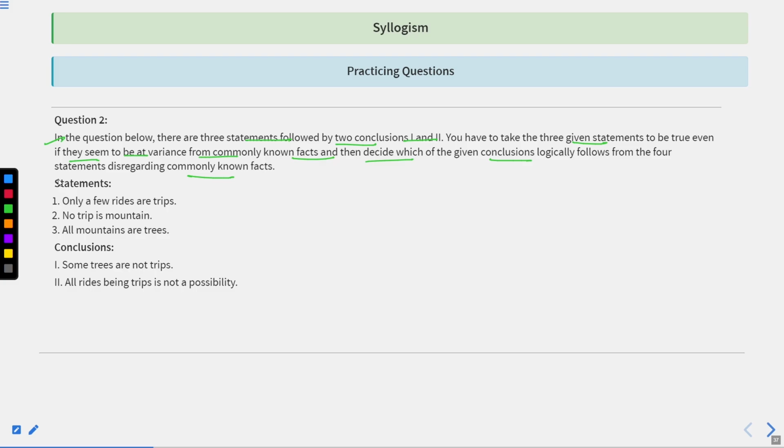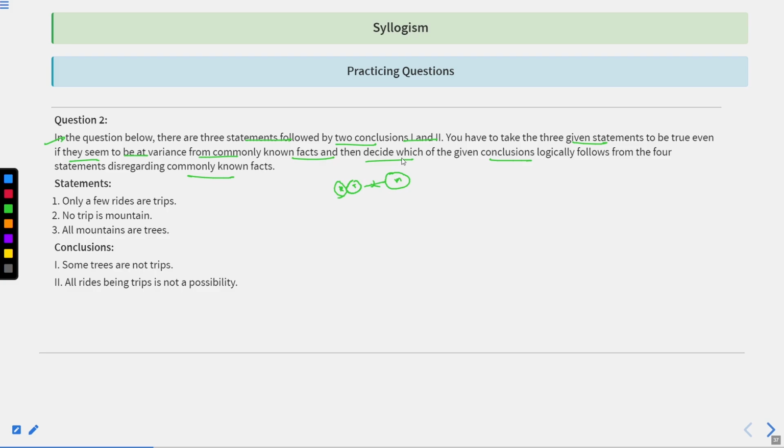The first statement is only a few rides are trips. Few rides are trips. Okay, so this will be something like this. This is rides, this is trips. So only a certain portion of that will be there. Only a few rides are trips. No trip is a mountain. So if this is rides and this is trips, there is no linkage between mountain and trips and rides. Okay, so trips and mountains, we have no linkage. Then all mountains are trees.